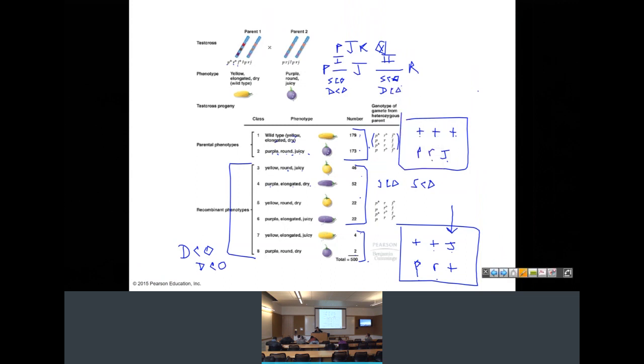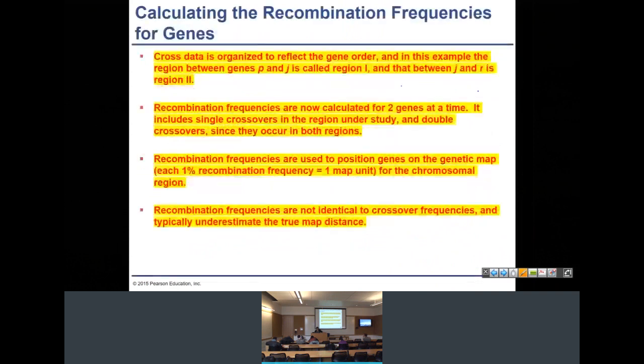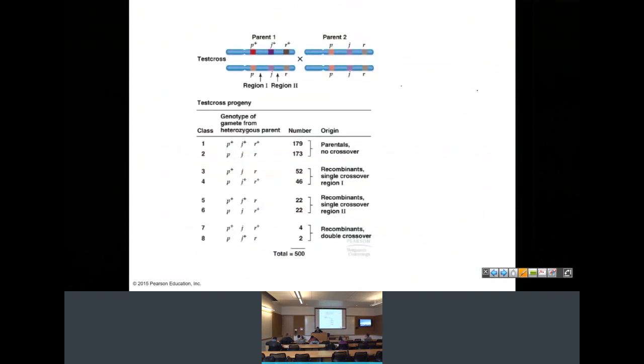I don't know if I have a slide of it where they write it out. No. Yeah. So again, now we've gone from P to J is region 1, J to R is region 2. Okay? And here are the numbers. So the single crossovers, look here, plus JR, P plus plus. This is a crossover between P and J, right? Plus plus R, PJ plus. This is a crossover in the second region. You see that? This is no crossover. And this one is a double crossover.